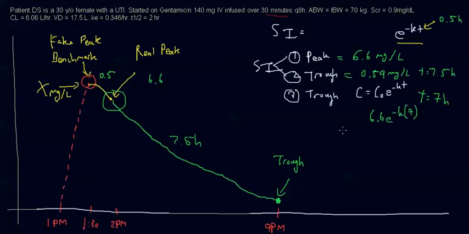So there you have it. A way to check that you did this correctly is if finding the trough through the shortcut is equal to the trough using the actual short infusion equation. They should both end up with 0.59 milligrams per liter. So yeah, that's pretty much it.